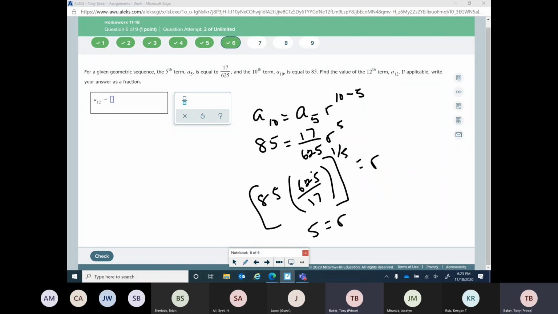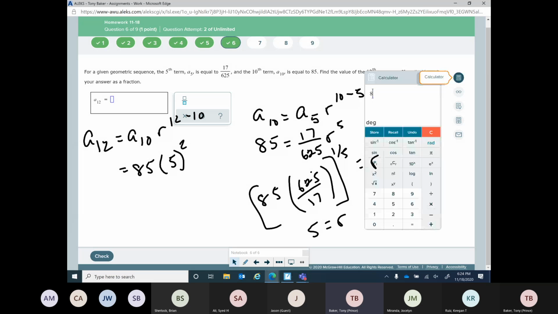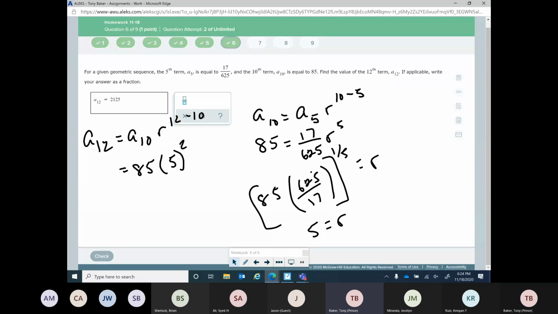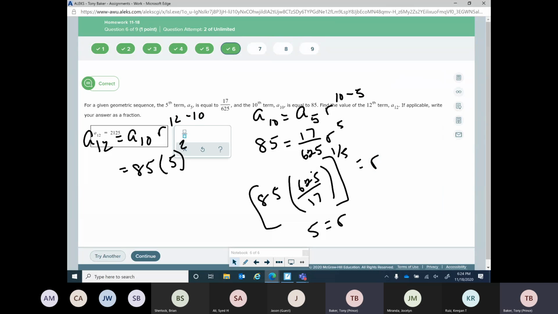So now my new equation, if we're looking for the 12th term, I'll use the 10th term. So a12 is a10 times r to the n minus 10, or 12 minus 10. So a12 I don't know. A10 I do, it's 85. R I know is 5, and it's raised to the 2nd power. So it's in essence 85 times 25, which is 2125. So find the ratio, plug it back into the equation, and then use that equation to find the next point.